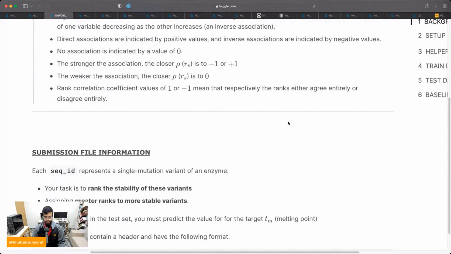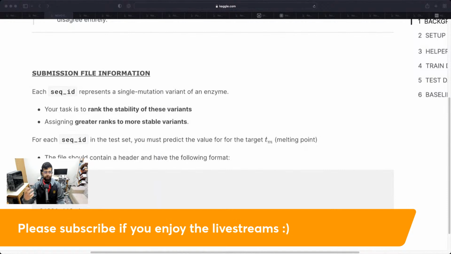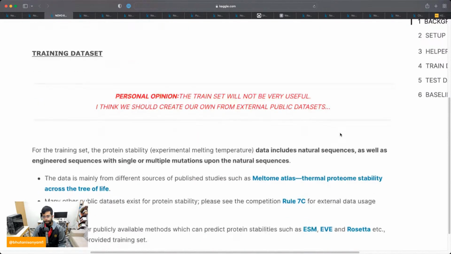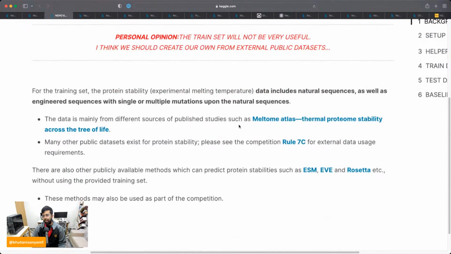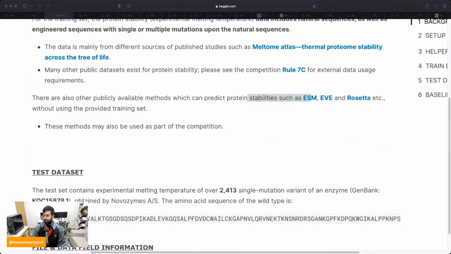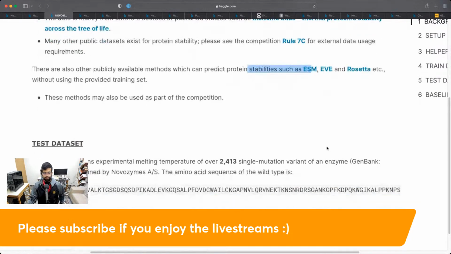In this kernel, you can read this if you want. Darian explains a few more details about what's important for the competition, what's not. You're welcome to read that if you want. And here again, he mentions rule 7C, which states if you're allowed to use external data or not. It was heavily discussed throughout the competition. Some other techniques that will come up again later, ESM, EVE, and Rosetta, are other ways of predicting stability for enzymes. So those are some other words we'll see.